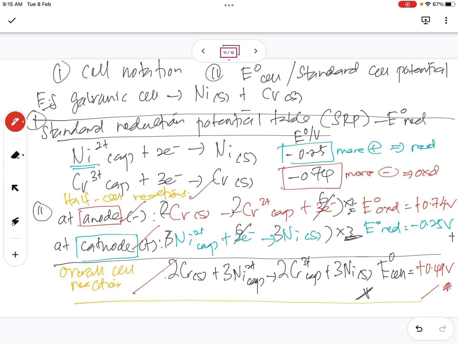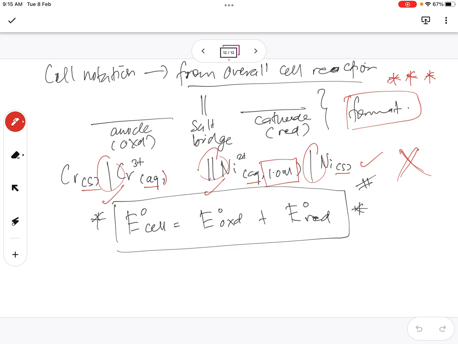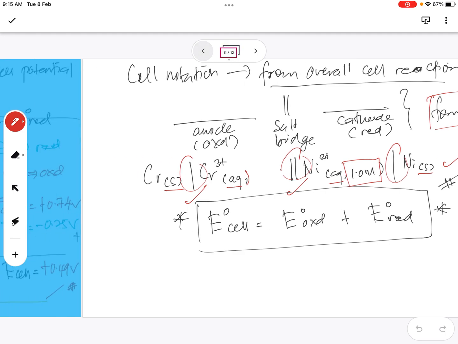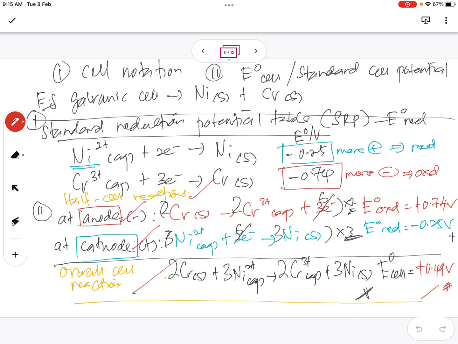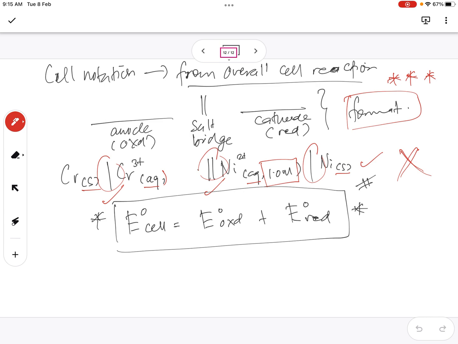Yes, sir. Alright, good. So what we have covered so far for today's lesson: first, we have seen the half cell reaction, how to write for both anode and cathode. Then we look at the overall cell reaction. We managed to write the overall cell reaction, and then we managed to calculate the E naught cell. After that, following from the overall cell reaction, we managed to write the cell notation. Okay. Now we are going to the new thing in our lecture.